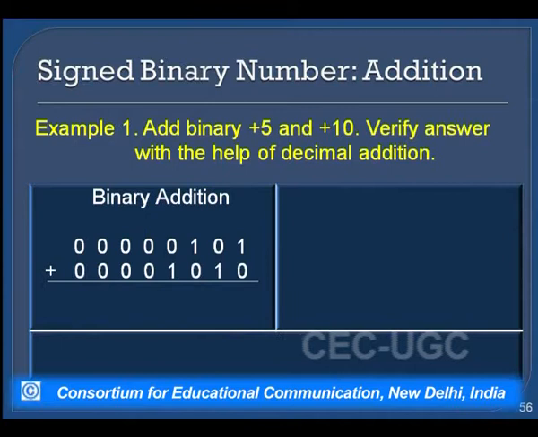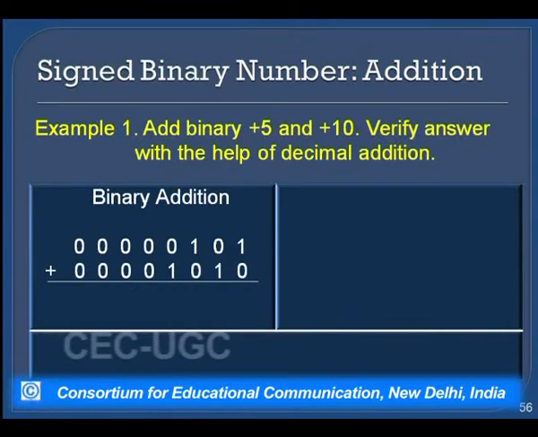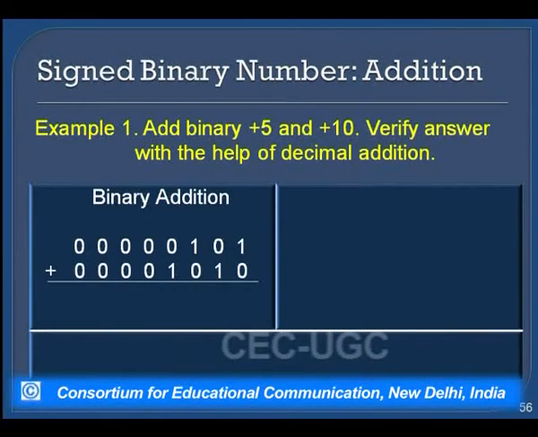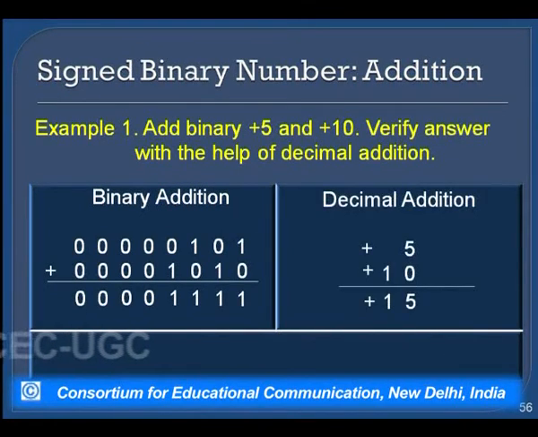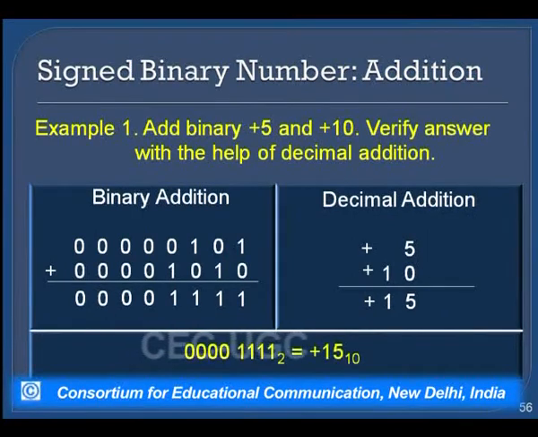In this addition we have taken two numbers, both are positive, that is plus 5 and plus 10. So, now we add these two numbers. They follow the simple rules of addition that we did in the earlier class. So, we see that we get the sum.